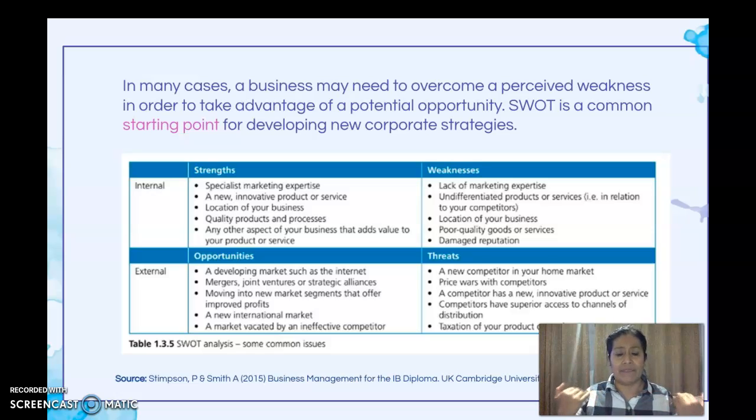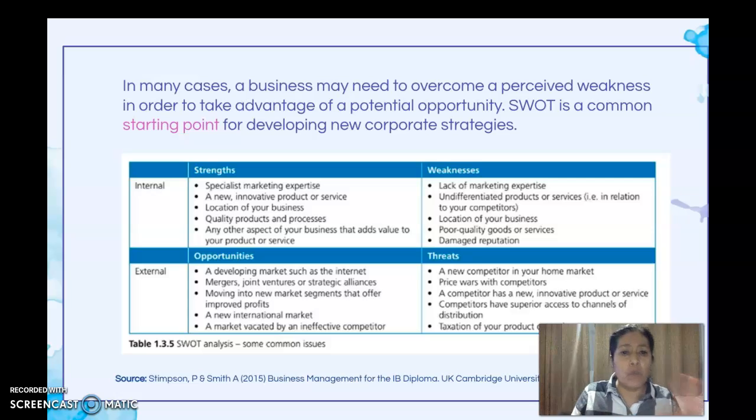Whenever you're thinking about the external factors, they are the opportunities and threats. Which could be, in this case, a developing market, okay, such as the internet. For example, during the pandemic, we have seen that it was an opportunity to have this digital option to start selling things through the internet. The internet was a very interesting tool, and also a very interesting opportunity for any single organization. And also another opportunity whenever you are merging, whenever you are having these joint ventures, whenever you are making these strategic alliances with any other organization, in order to have a different share of the market, okay?